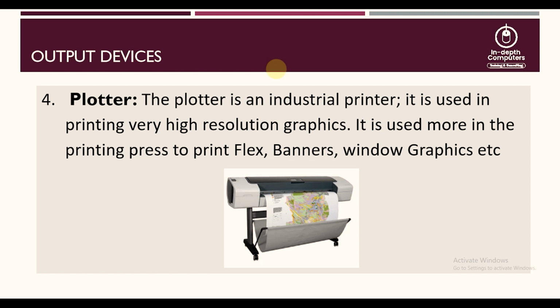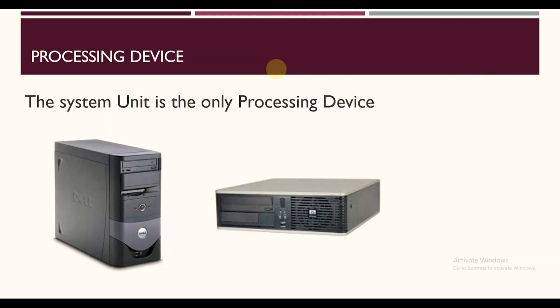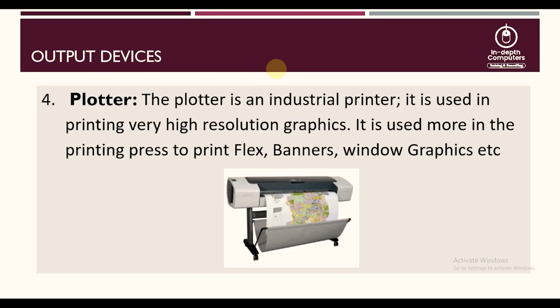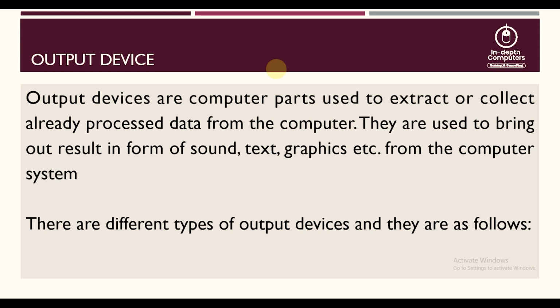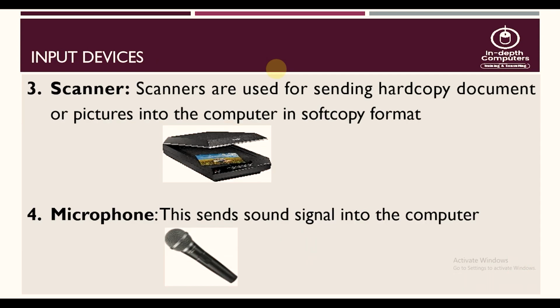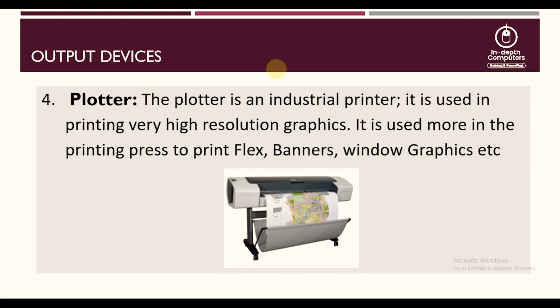Now we have the processing device. There is just one processing device, and it is the system unit. The system unit is the most important part of the computer system. It controls every other part of the computer. Every other part of the computer is connected to the system unit. So the monitor, the plotter, the printer, the speakers, the webcam, the mouse, the light pen, the scanner, the keyboard, the joystick, the microphone, they are all connected to the processing unit, which is the system unit.